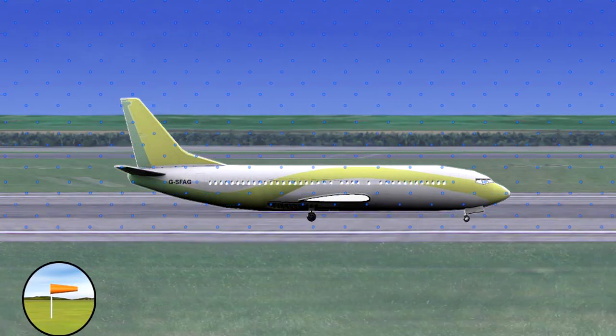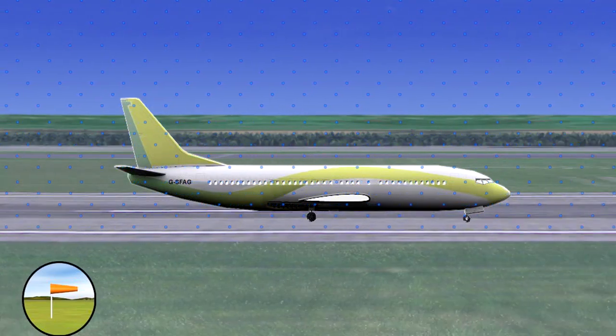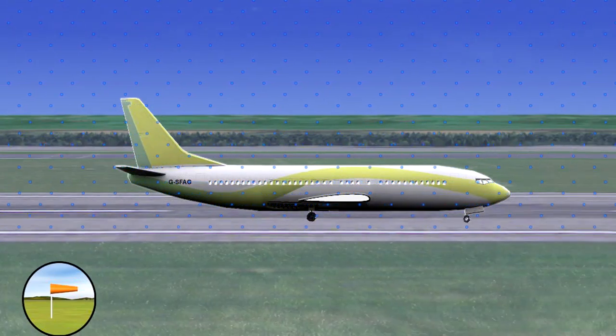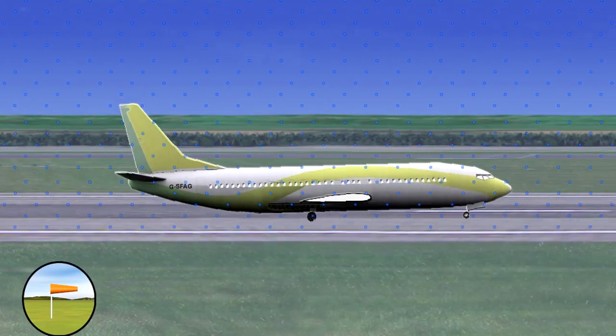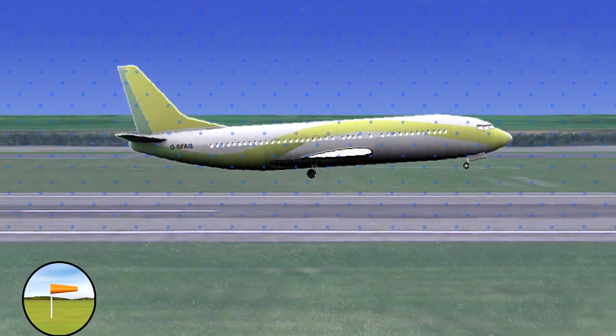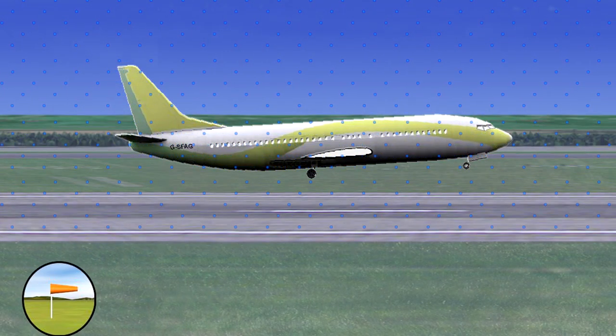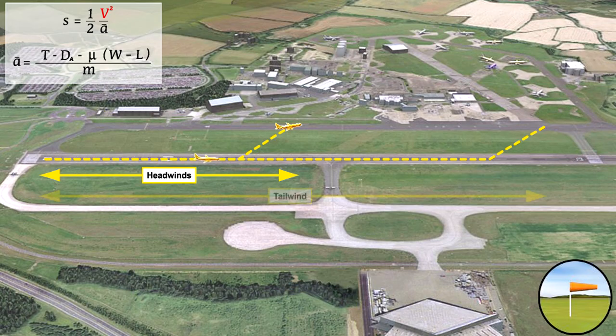A tailwind will increase your ground speed for any given indicated airspeed, because to get the air to flow rearwards across the wing, the aeroplane must first match the speed of the wind and then move considerably faster than the wind in order to ensure enough lift is generated by the wing. Accelerating to this higher ground speed will increase the takeoff distance.